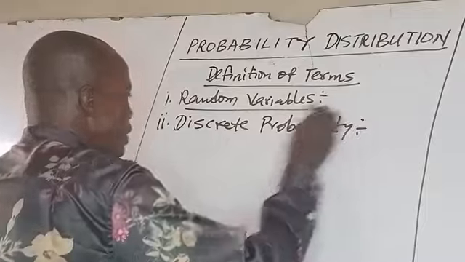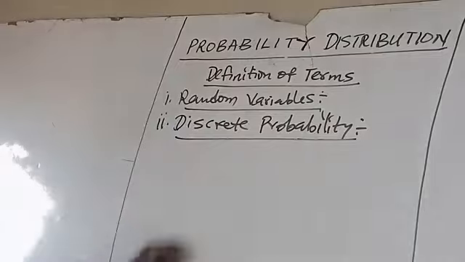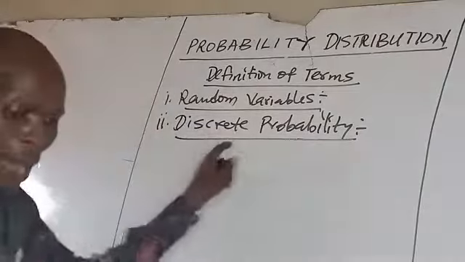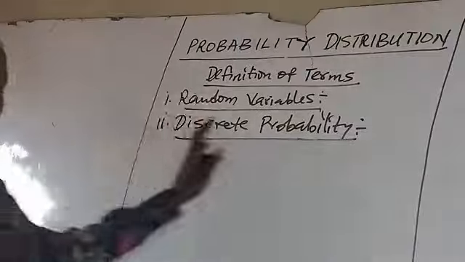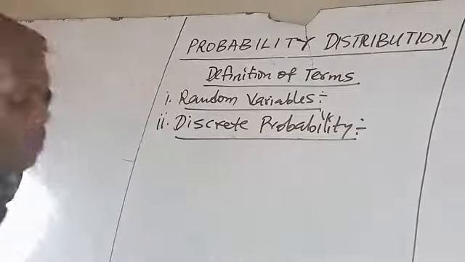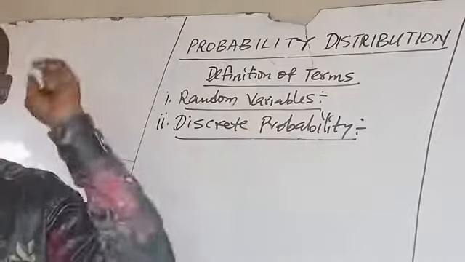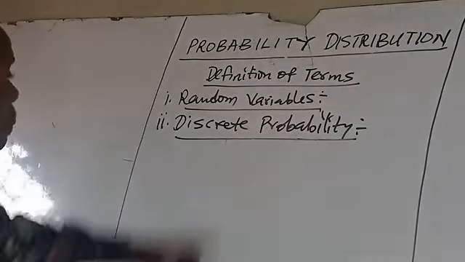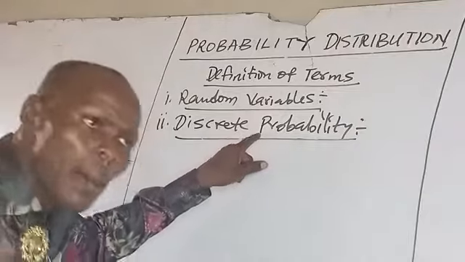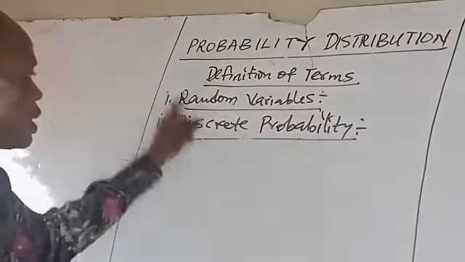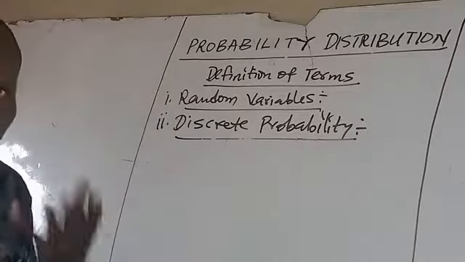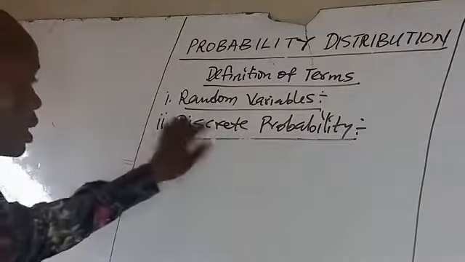Discrete probability is the probability that is allowed to take a limited number of values. I repeat, the probability that is allowed to take a limited number of values is said to be a discrete probability. There is a limit to its number. So that is discrete probability.